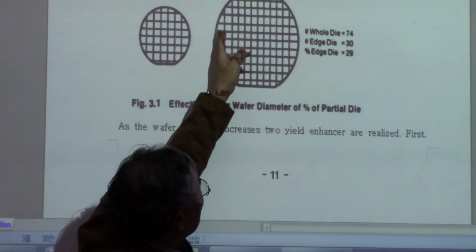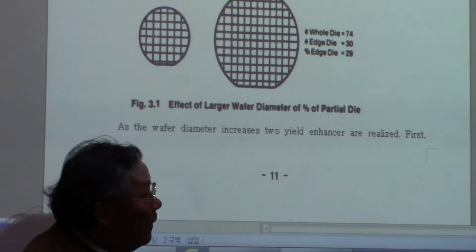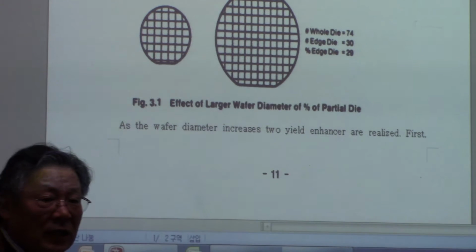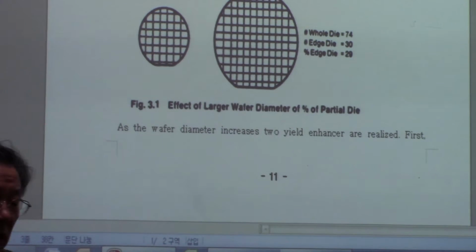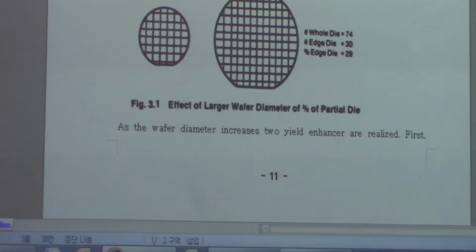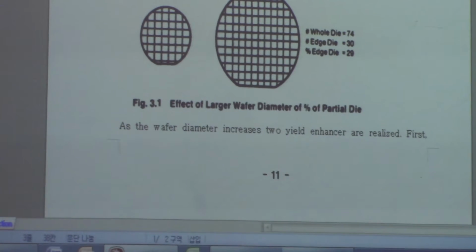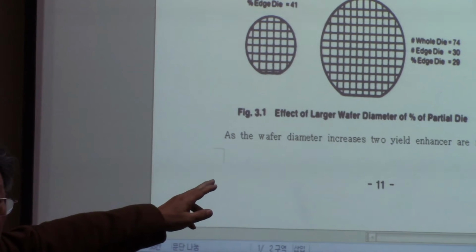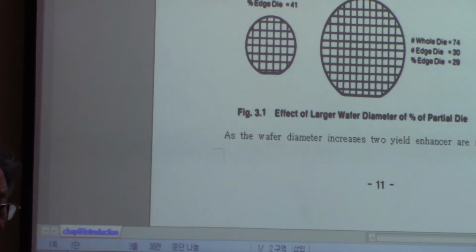But if you make the wafer size big, only 29% of the die is going to be wasted. So the production cost becomes much cheaper if you have a bigger wafer size. That's why people want to make the wafer size big, okay?